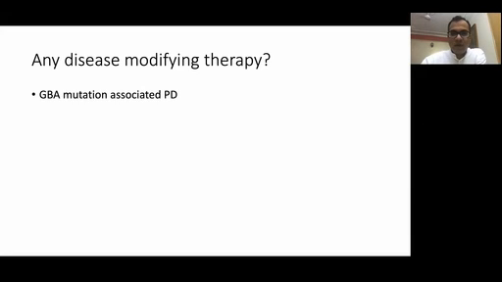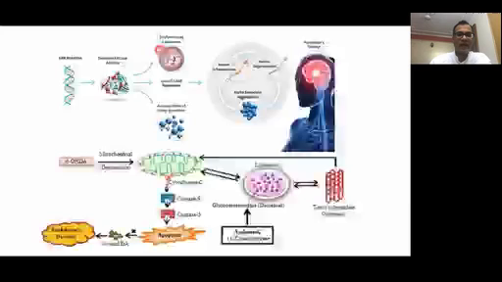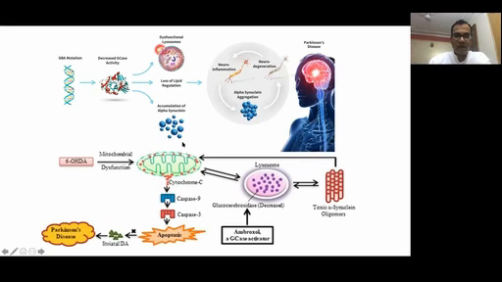So, any disease modifying therapy? This has come up in 2019. Glucocerebrosidase is an enzyme, severe deficiency of which causes Gaucher's disease. But some mutations lead to a mild enzyme deficiency, and they don't present as Gaucher's disease, but after some time they present as Parkinson's disease. These patients have some specific differences, like they have early cognition involvement, they have early autonomic involvement. Otherwise, they appear exactly as Parkinson's disease.